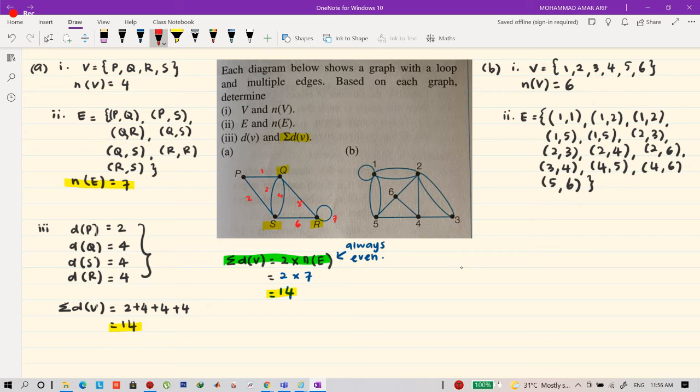Loop ni adalah 1, series 2, 3, 4, 5, 6, 7, 8, 9, 10, 11, 12, 13.